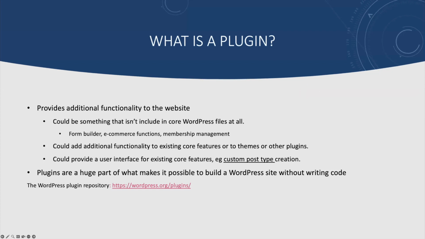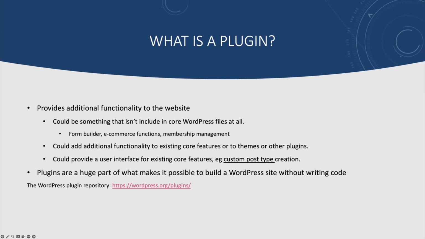So earlier I used the word plugin. A plugin is something that's providing additional functionality to the website. And that's a really super broad definition because what plugins do can be all over the place. They can add additional functionality to core WordPress. They can add additional functionality to your theme. They can add additional functionality to another plugin. They might provide a user interface for things that exist, but that you would otherwise have to write code for.